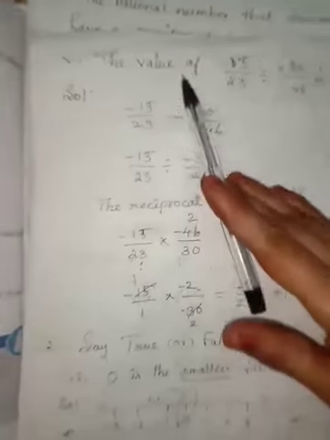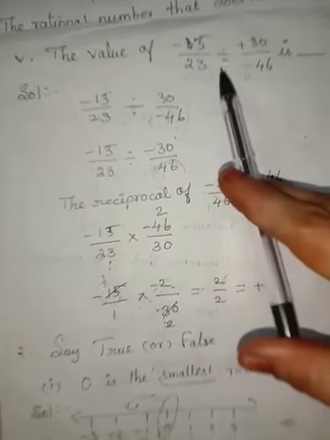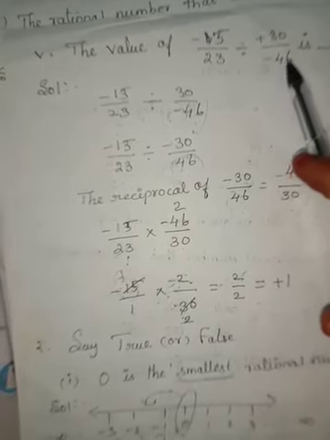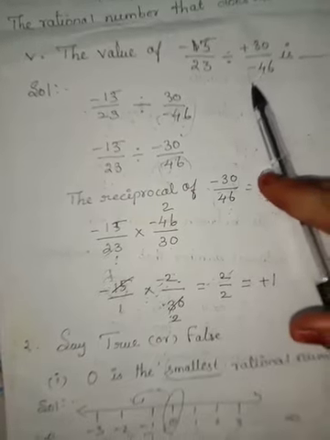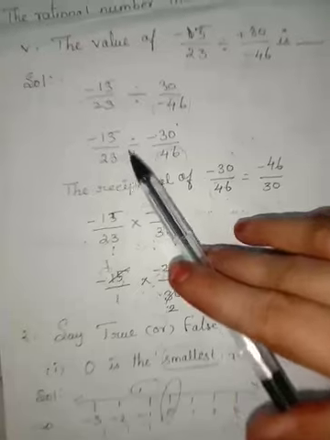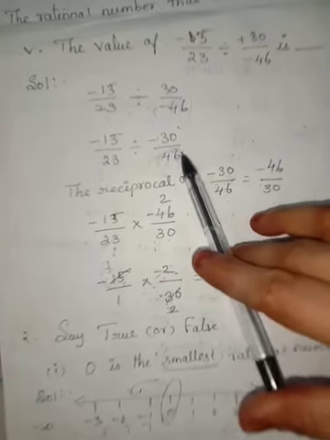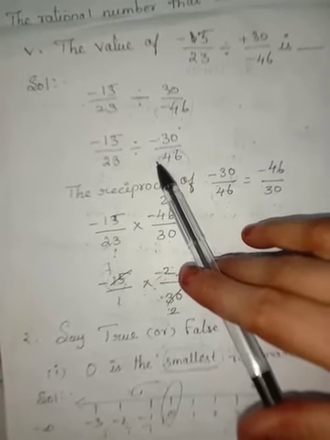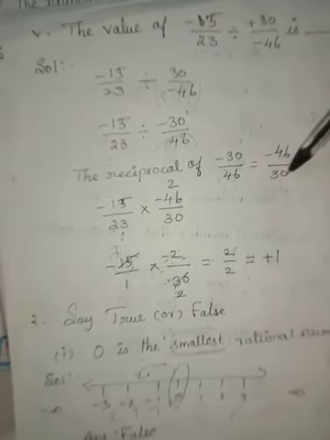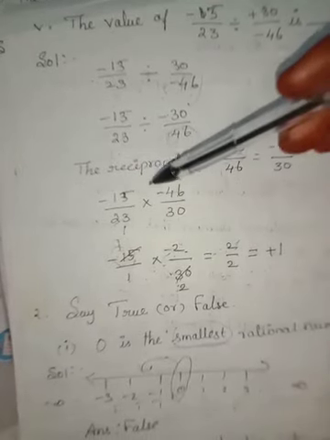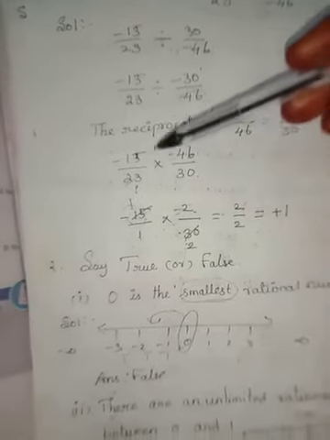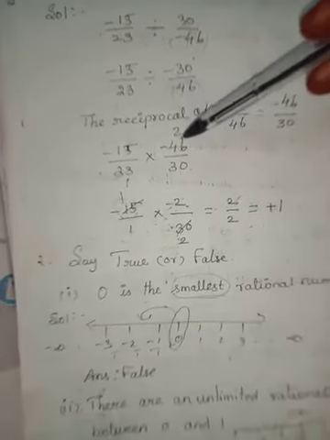The fifth one is the value of minus 15 by 23 divided by plus 30 by 46. Here also the denominator is not positive, so convert the first denominator to be positive and simplify this value. When solving these two rational numbers, first we take the reciprocal of the divisor. So we get minus 46 by 30. So minus 15 by 23 multiplied by the reciprocal of the divisor, minus 46 by 30.